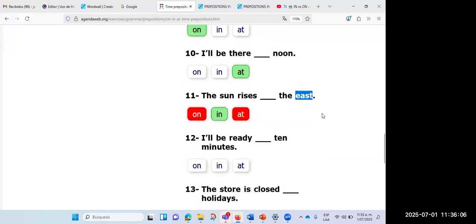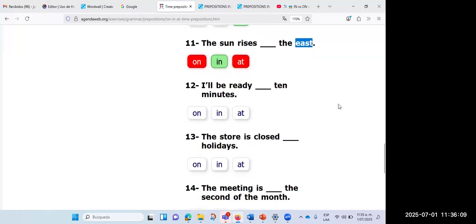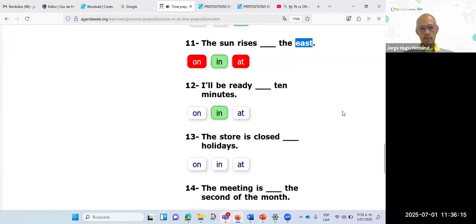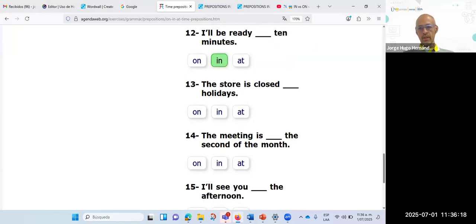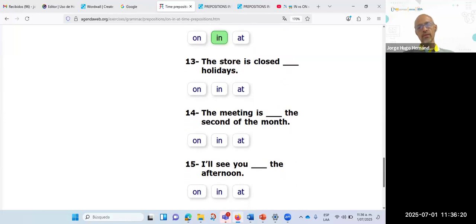East, west, eastern, the preposition is in, okay? Okay. The last one, Juan Sebastian, number 12. We'll be ready in 10 minutes. Okay, and Samuel, we're going to do the 3 last sentences.